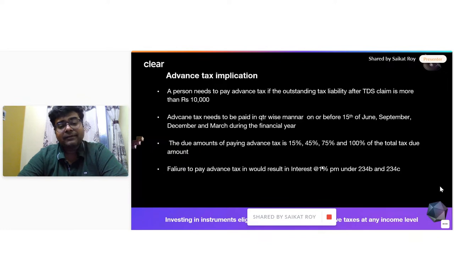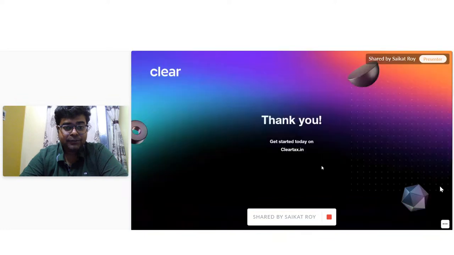If you are not paying advance taxes, that would result in interest under two different sections, that is 234B and 234C. The rate of interest will be 1% per month under two different sections. So, if you are not making the payment of advance taxes, this interest liability will be waiting for you.